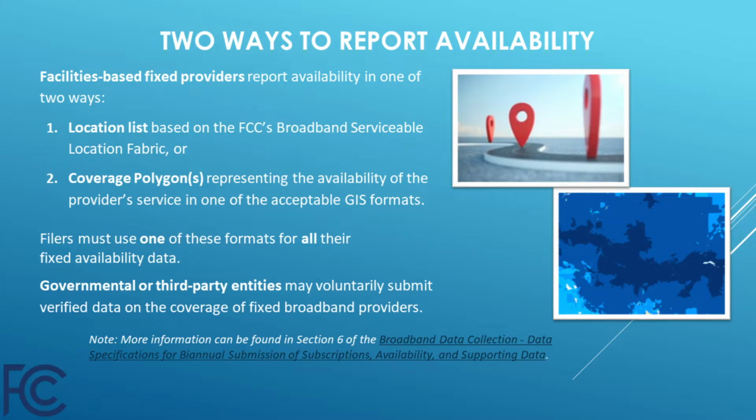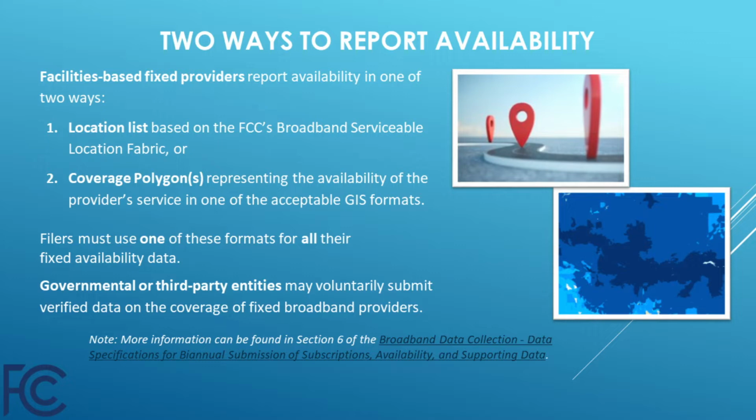First, providers can file a location list. This is a list of the locations where the provider has a broadband internet access connection in service or could provide one with a standard installation. This list of locations must be in a tabular CSV format, and the location must be based on the FCC's broadband serviceable location fabric. Second, providers can file coverage polygons.